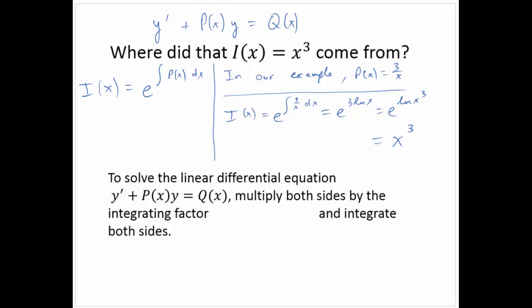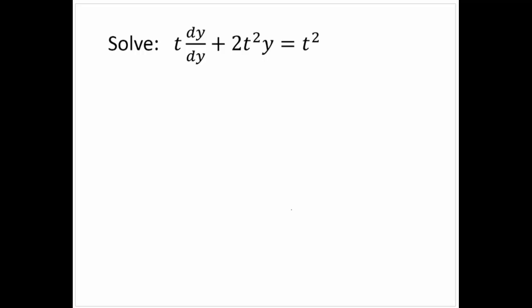So that's where that x cubed came from. And now in general, to solve the linear differential equation y prime plus p of x times y equals q of x, multiply both sides by the integrating factor I of x equals e to the integral of p of x dx, and integrate both sides. So why don't you pause and try this one on your own?